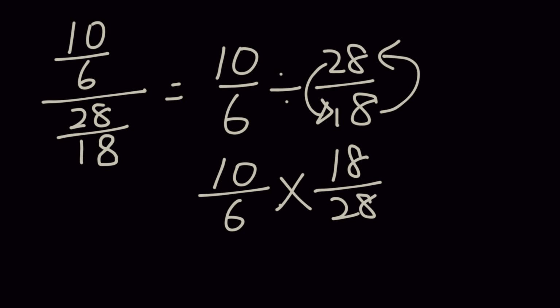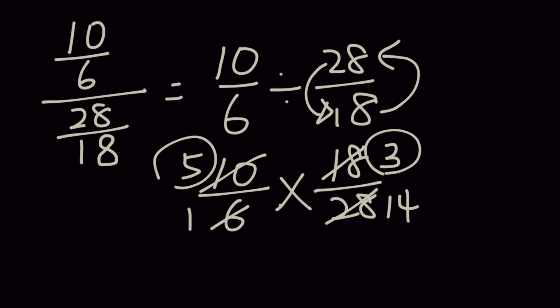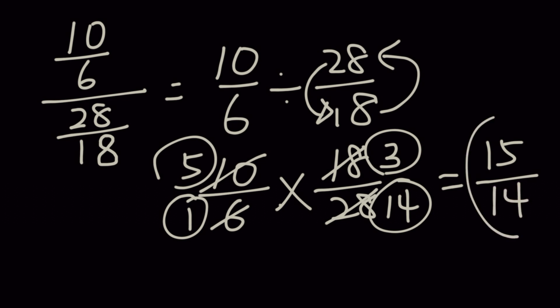Now we can simplify because 18 and 6 can both be divisible by 3. So 18 becomes 3 and 6 becomes 1. And 28 and 10 are both divisible by 2. So 10 becomes 5 and 28 becomes 14. Now we do the final step, which is multiplying them together. 5 times 3 is 15. 1 times 14 equals 14. So our answer here is 15 over 14.